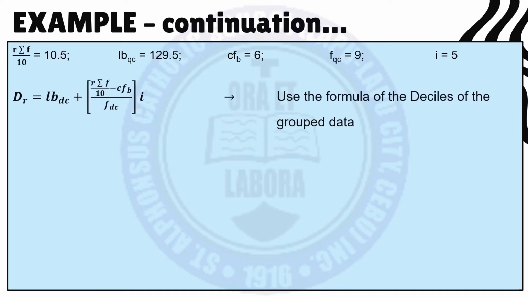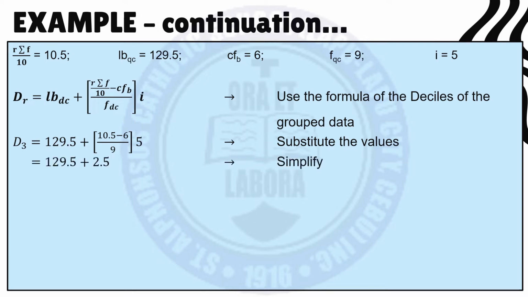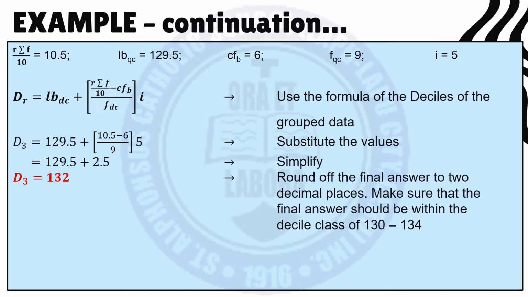So this is now the formula in finding the decile of the group data. Substitute the given values, and then simplify. Then D sub 3 is equal to 132. We have to make sure that your final answer should be rounded off to 2 decimal places. At the same time, it should be within the decile class of 130 to 134.